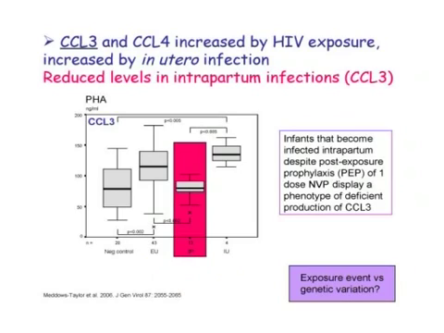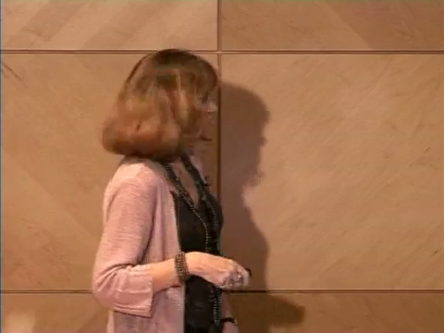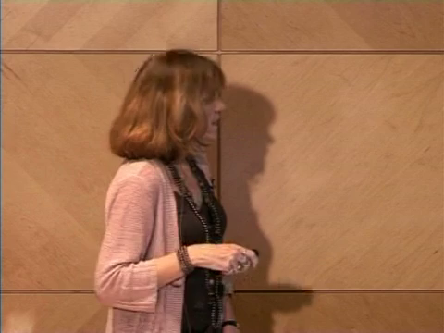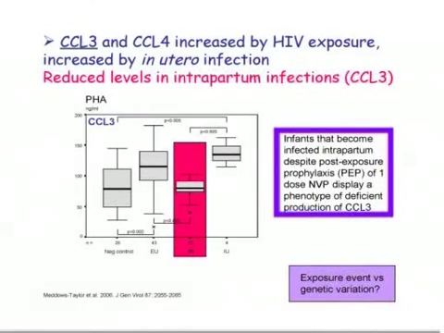You can see compared to the controls, there's this big increase in the amount that is produced in infants who remain uninfected. But the interesting thing that stood out was the intrapartum infected infants. They showed this deficiency in production. This was despite getting post-exposure prophylaxis of 1 dose of nevirapine in this particular cohort.